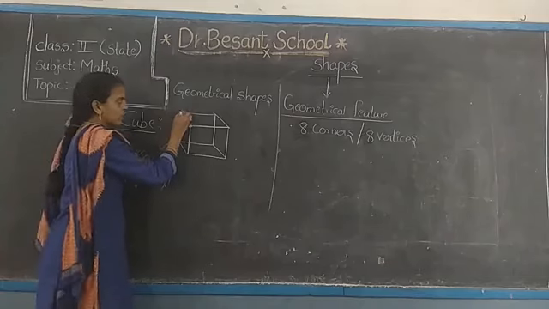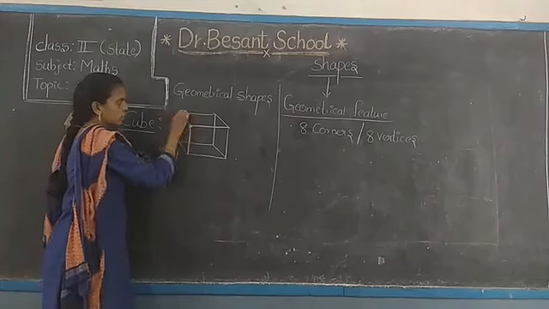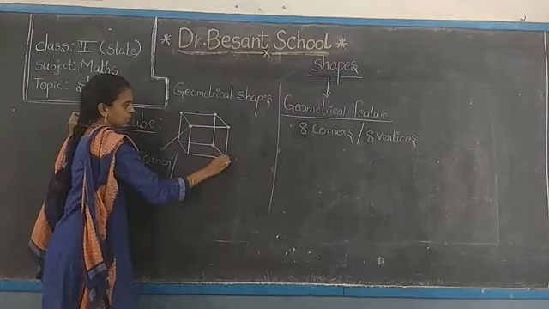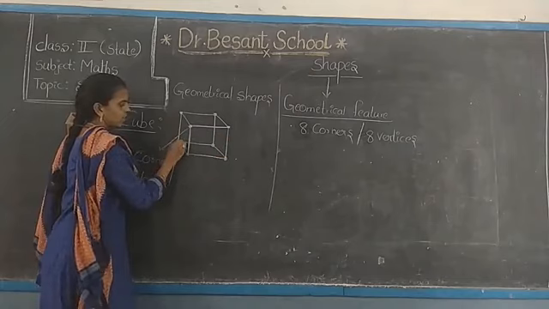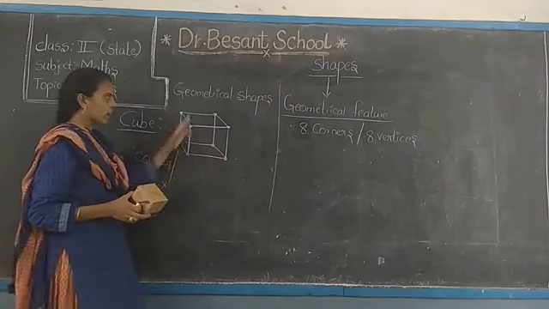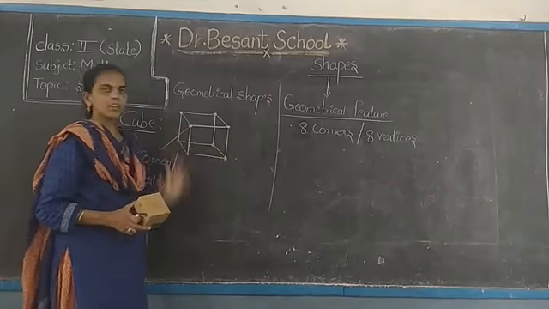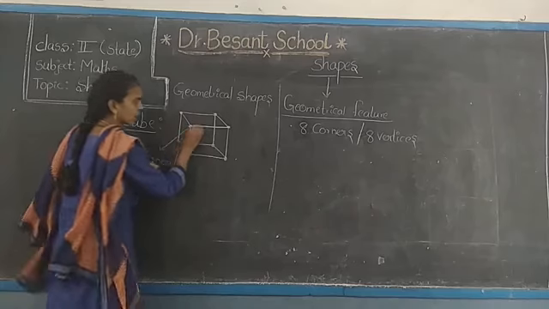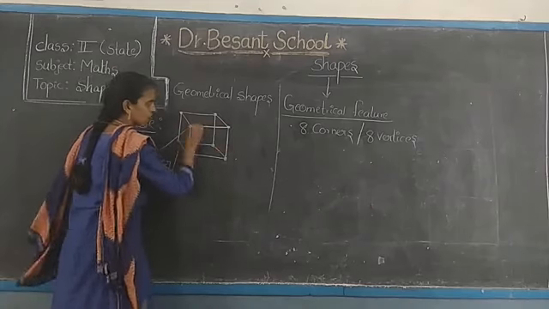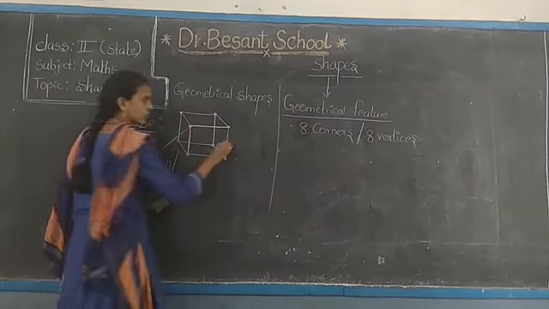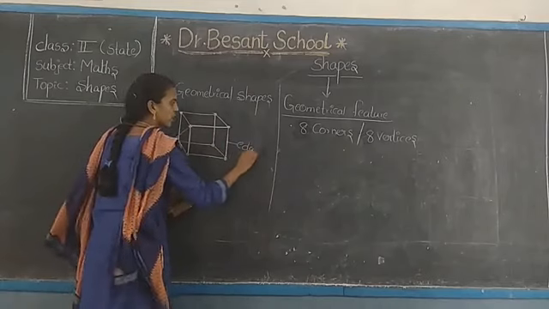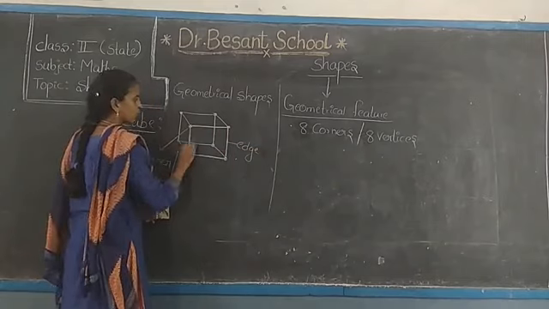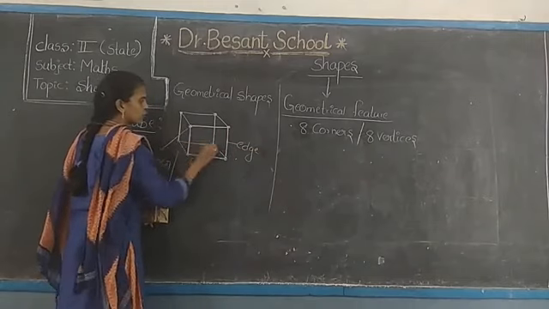But we have 8. Count here. 1, 2, 3, 4, 5, 6, 7, 8. Total how many vertices does a cube have? It has 8 vertices. Okay. Next one. These lines are called edges. What is this called? Edge. These are called the edges of a cube.